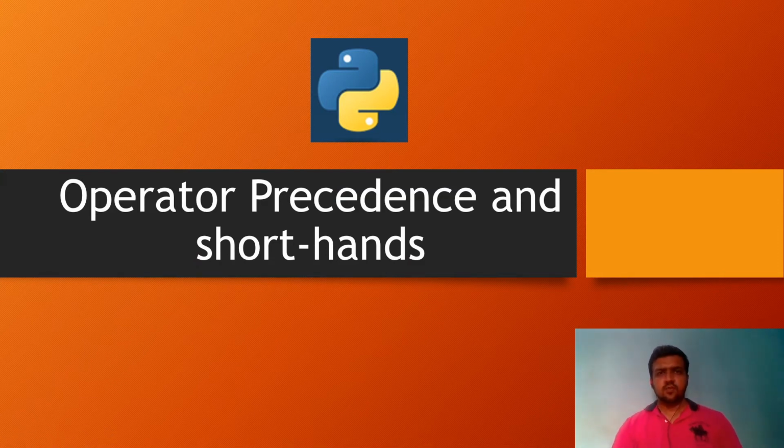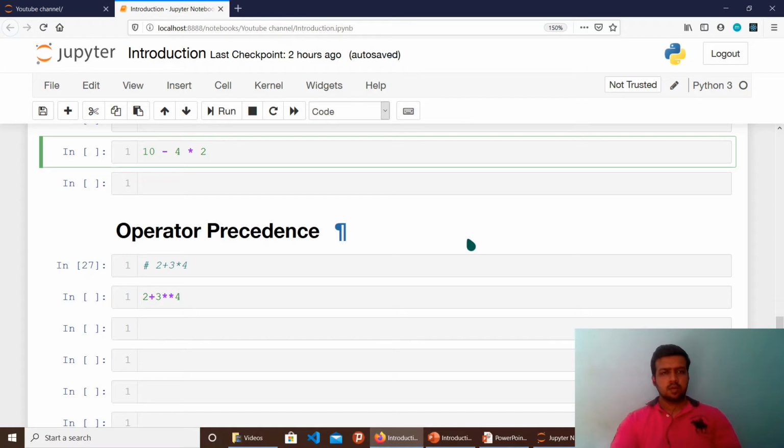This is the fourth video in the Python tutorial series. We will start today's tutorial with a short example. As you can see in this expression, we have two operators, that is subtraction and multiplication. So how to evaluate this expression?